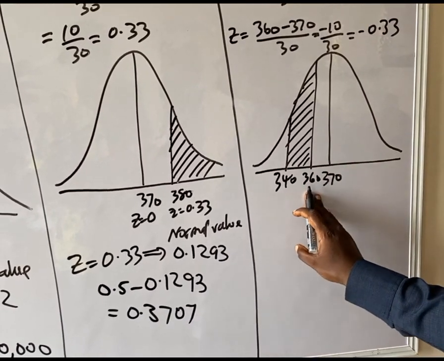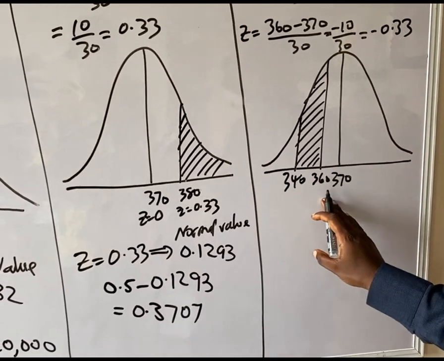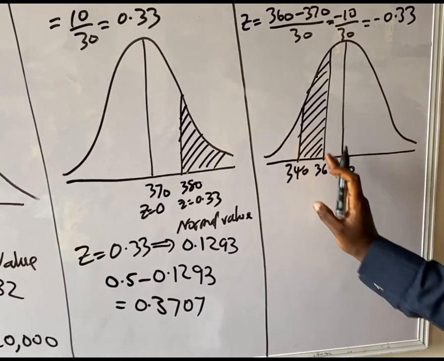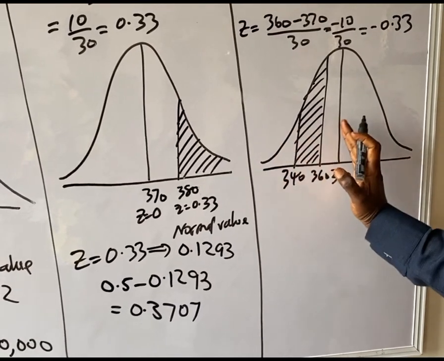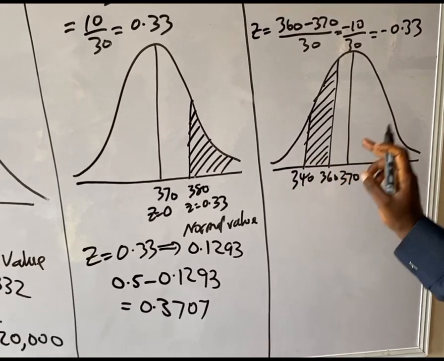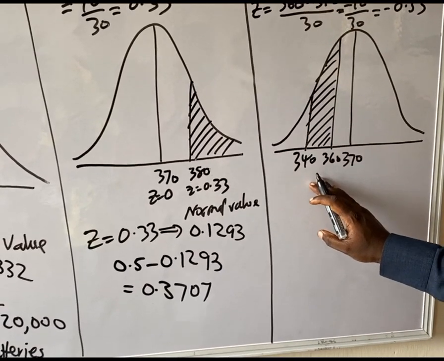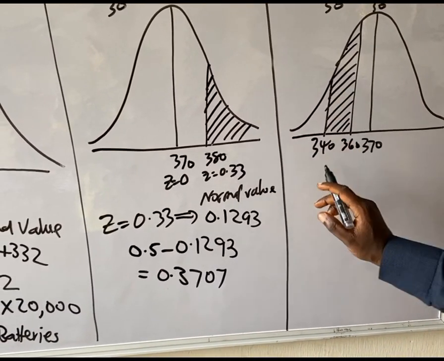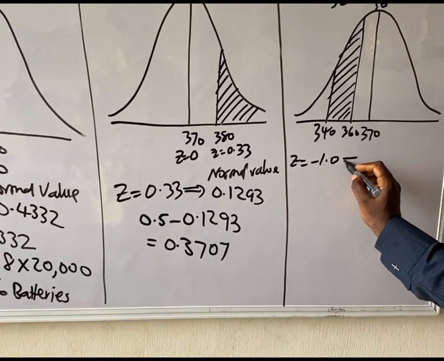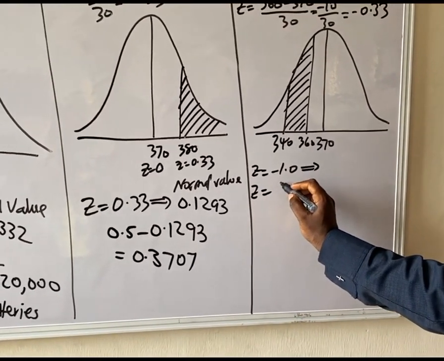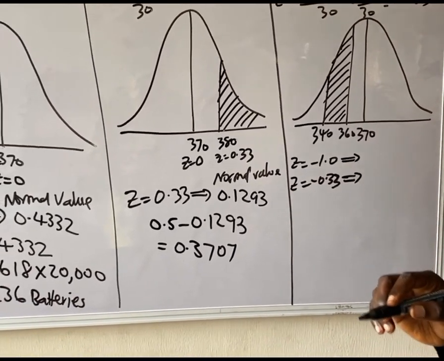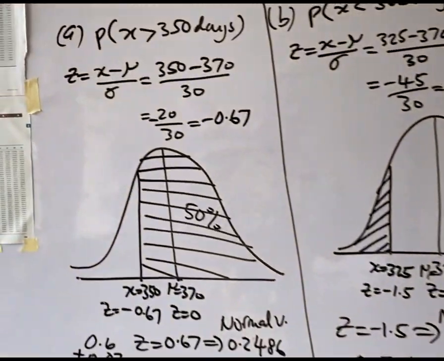And what do we do with these values? We will deduct the smaller one from the bigger value, because both of them are on one side of the distribution curve. You deduct the smaller value from the bigger value when both data points are on the same side of the normal distribution. So let's write here z-score of minus 1.0 equals, then another z-score of minus 0.33 equals. Let's now go to our normal table and find out what these values will be.